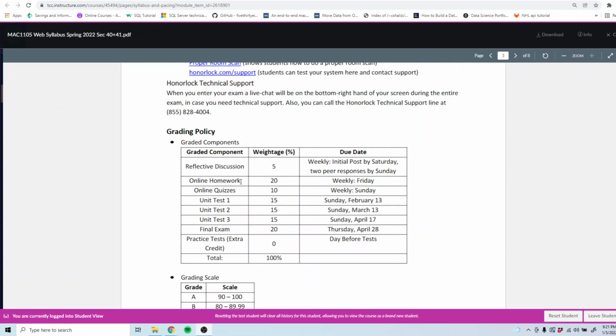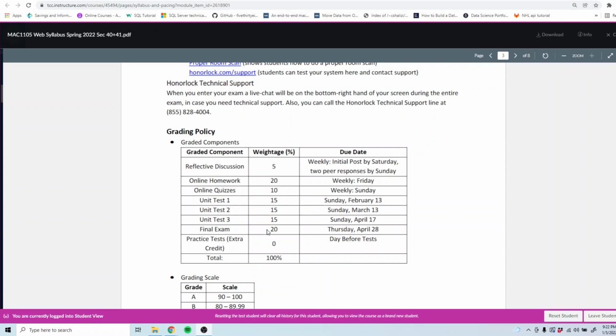All right, online homework. Everything is online, by the way, because this is an online course, but the homework is 20% of your grade. Homework is due on Fridays. There are also online quizzes, which are due on Sundays, except test weeks. That's 10% of your grade. And there are 3 unit tests, each worth 15% of your grade. Their due dates are here. You'll notice they're all Sunday.